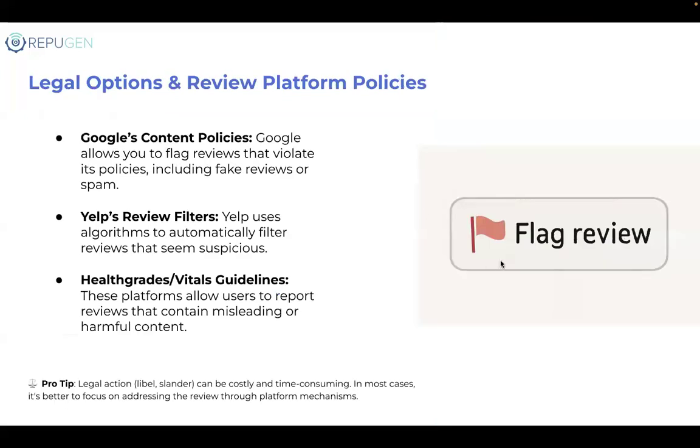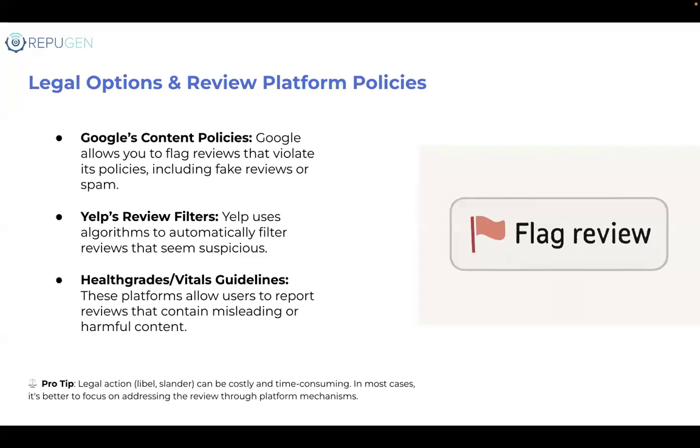On the bright side, there are some legal options or policies that help try to prevent things like review inaccuracies. Platforms like Google, Yelp, and Healthgrades all have their own set of policies for handling inaccurate reviews. First off, Google's content policies. Google allows you to flag reviews that violate its content policies, such as fake reviews or spam. If a review is misleading or inappropriate, you can report it for removal directly on their platform.